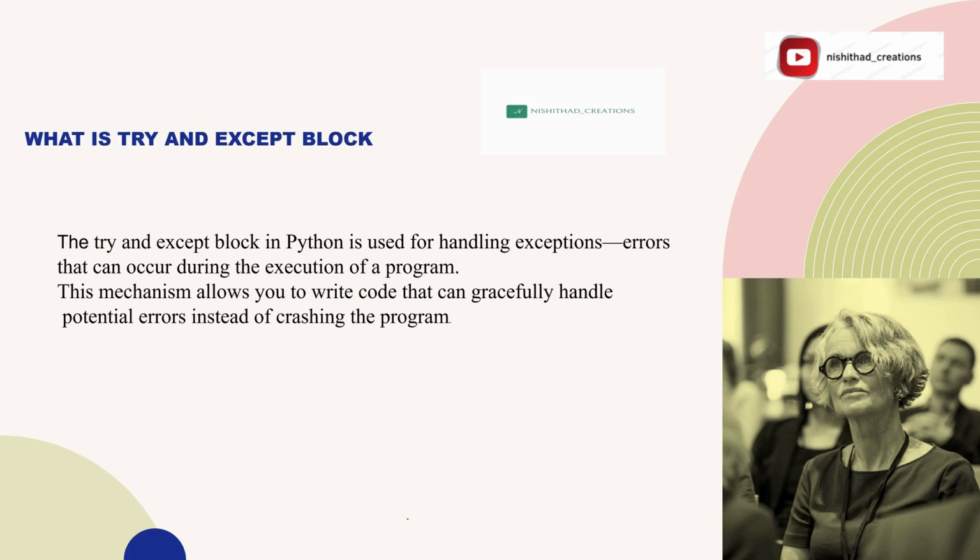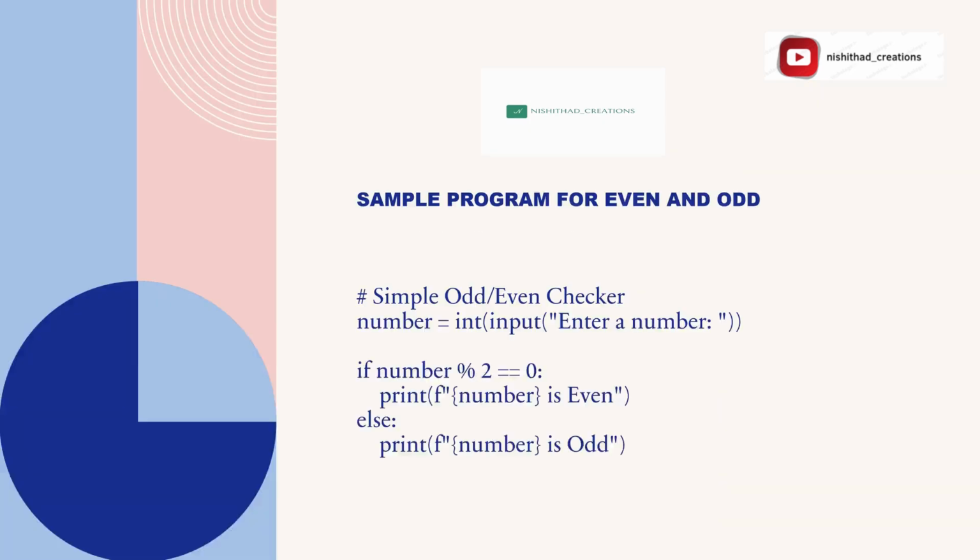Basically, it will be helpful when we have a large amount of code and we don't know where exactly the issue is coming from. This except block will be helpful. It will give a meaningful exception so that we can easily identify the issue and fix it, and that will save us time. The code will gracefully handle potential errors instead of crashing the program. We'll move to the next slide.